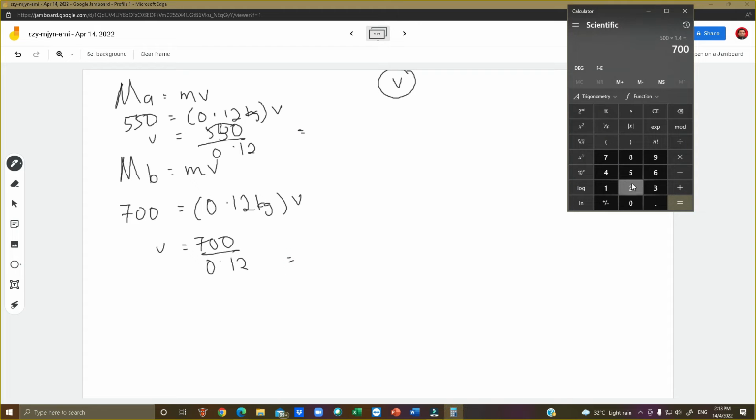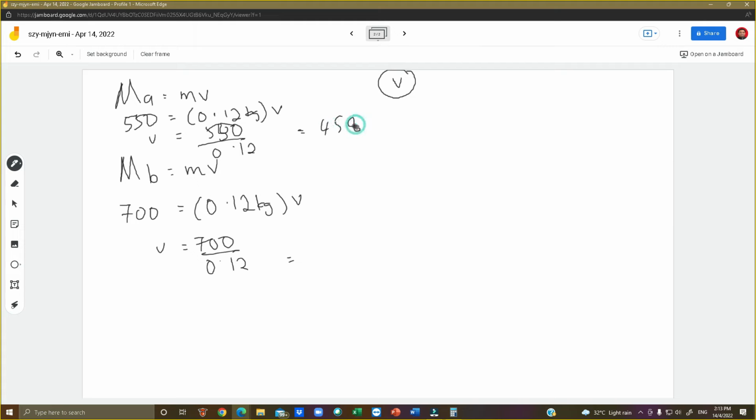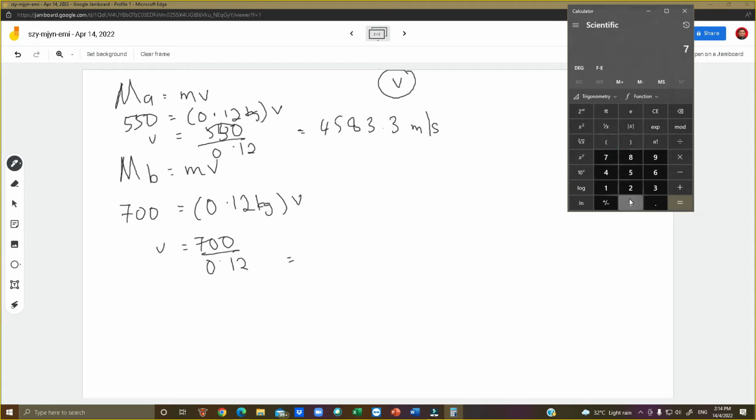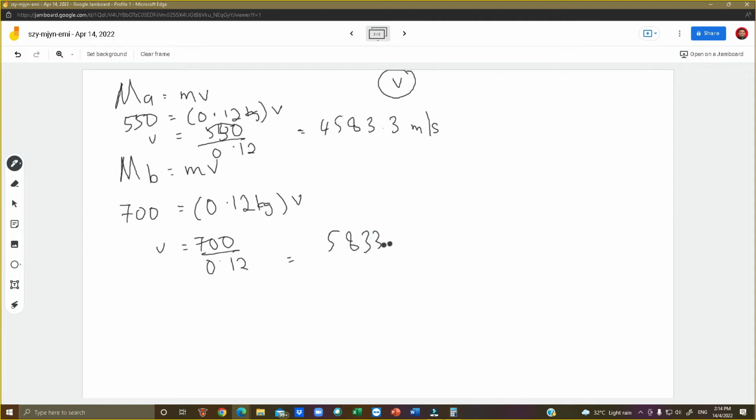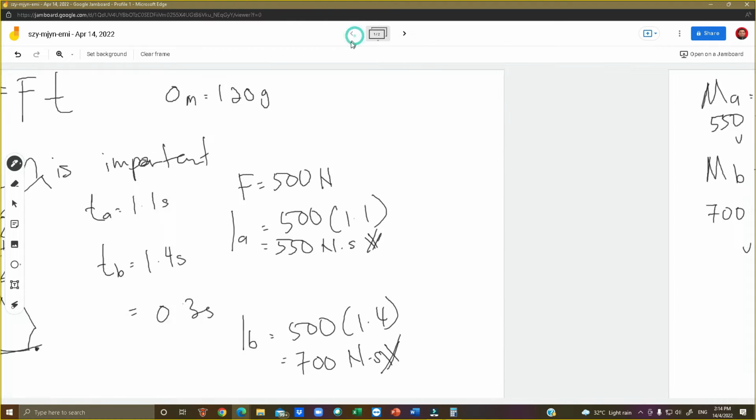Okay, kita tengok A dulu. 550 divided by 0.12. 454 ambil kau. Ni tak logik kan, tapi tak apalah, kita buat pengiraan kan. Meter per second. And as for B, divided by 0.12, kita ada 5833.3 meter per second.